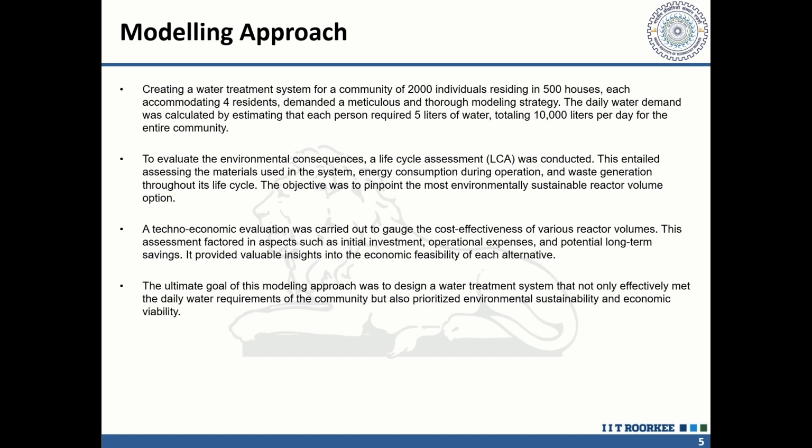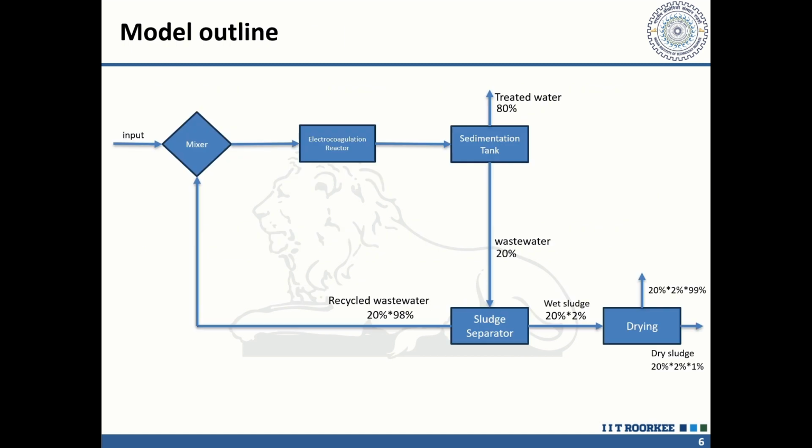We are assuming a water facility for a community of 2,000 individuals, residing in 500 houses, each accommodating 4 residents. Assuming 5 liters of water is required for every individual, a total of 10,000 liters per day is required for the entire community. For that, we are using LCA and techno-economic assessment. The ultimate goal is to determine which capacity of water treatment plant is best for the environment and economic viability. So this is the model outline.